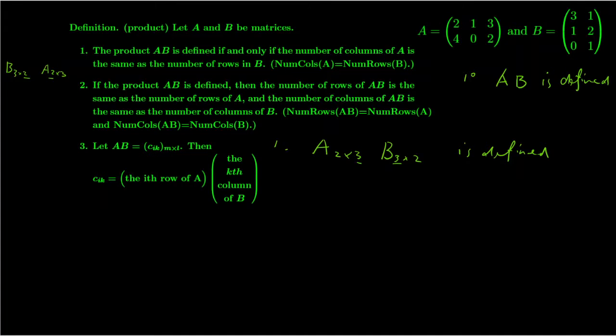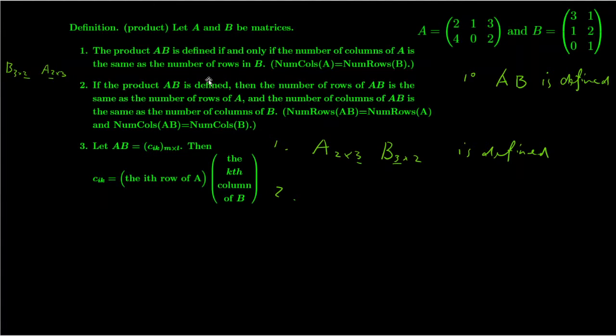And then the second question we need to answer is, what is the size of the product? The product of two matrices is, of course, a matrix. I haven't talked about that yet. Okay. Secondly, we are going to define the size of the product. Now look at item number 2. If the product is defined, to define the size of the product, we have to determine how many rows in AB and how many columns in AB, right?